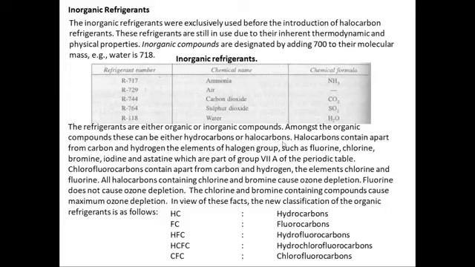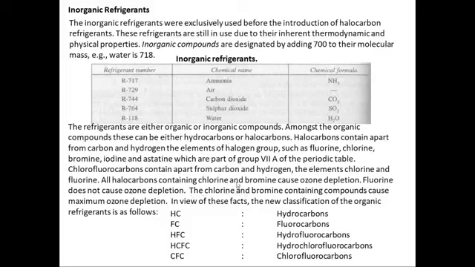So hydrocarbons are the plain, simple ones, and halocarbons are those mixed with the halogen group of the periodic table, which is group number 7. Halocarbons contain, apart from carbon and hydrogen, elements such as fluorine, chlorine, bromine, iodine, and astatine, which are part of group 7A of the periodic table. Chlorofluorocarbons contain, apart from carbon and hydrogen, the elements chlorine and fluorine. So that's why it is HC mixed with chlorine and fluorine, two of the halogen elements. All halocarbons containing chlorine and bromine cause ozone depletion.